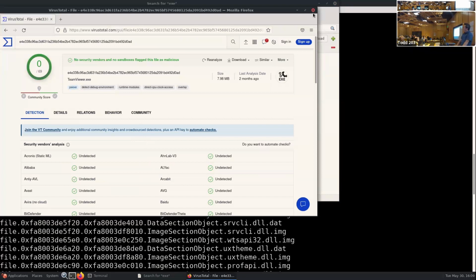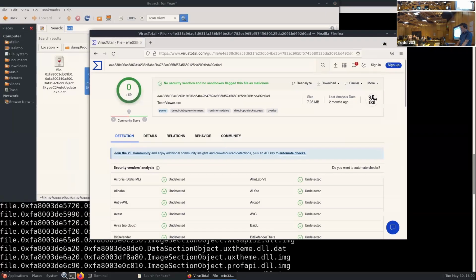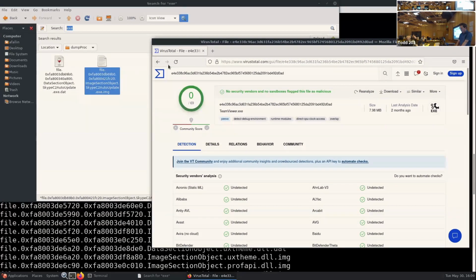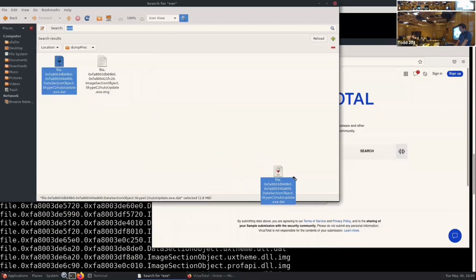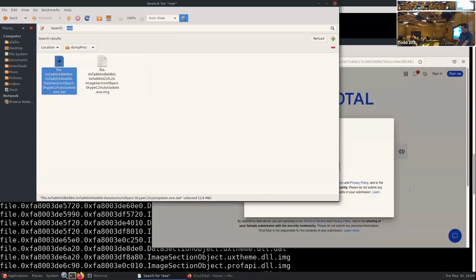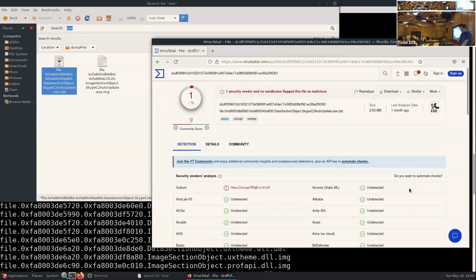Skype, maybe it's not malicious. I'm not seeing anything weird going on here. Let's try the other one. One security vendor said that this potentially could be malware. And this right here is the hash of the file, right? So we don't really see much in VirusTotal.